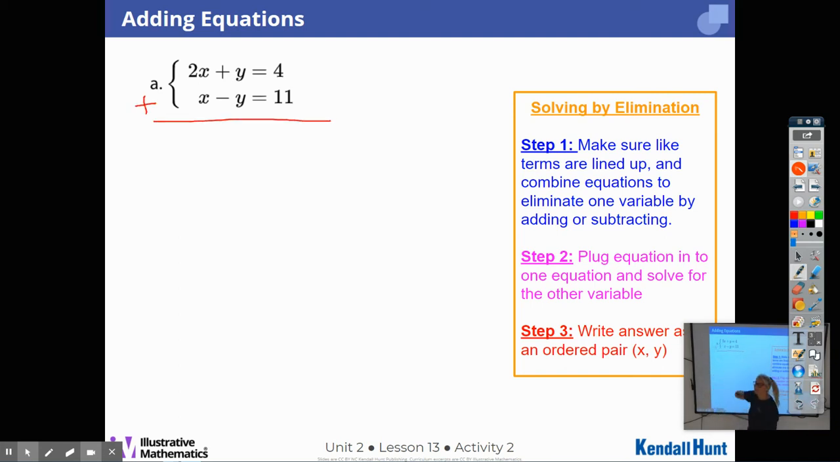2x plus x gives me 3x. 1y plus negative 1y cancel out, so I no longer have a y. And then 4 plus 11 is 15. Now I can just solve for x. I divide both sides by 3, and x equals 5. So then I can go on to step 2.